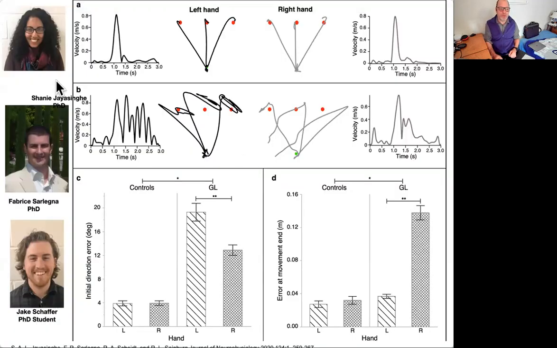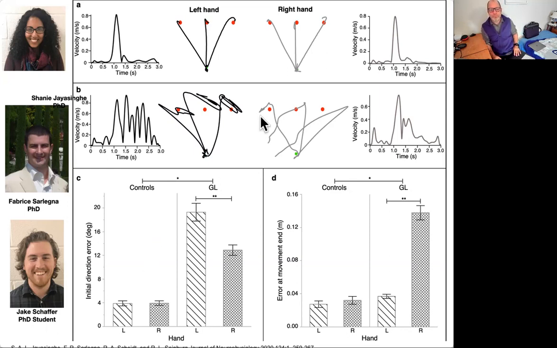And so this work was done with Shani Jayasinghe, a really brilliant postdoc of mine, who's now in Minnesota, Fabrice Sarlegna, maybe some of you know him, and Jake Schaefer, who graduated with his PhD from my lab and now is a master brewer in Philadelphia. Didn't know I prepared people for that, but in some awkward way, I'm proud of that.